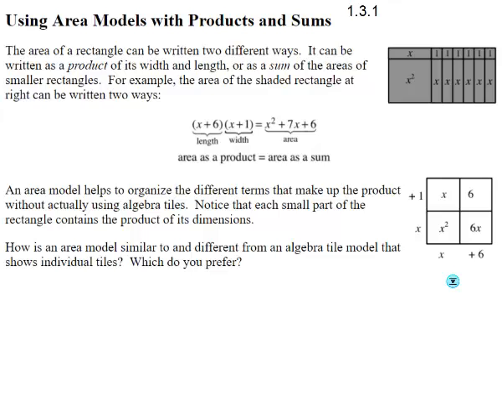This is video 1.3.1, using the area model with the product and the sum. So product and sum. Product means the answer to a multiplication problem, and sum means the answer to an addition problem.